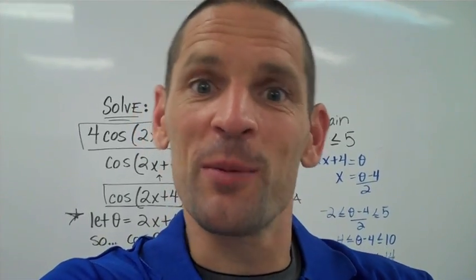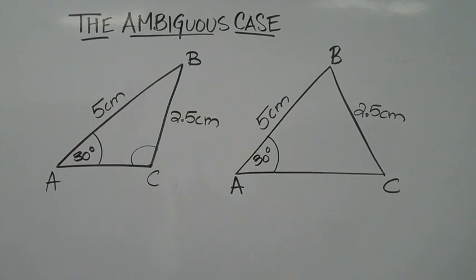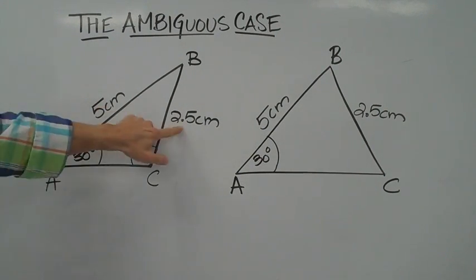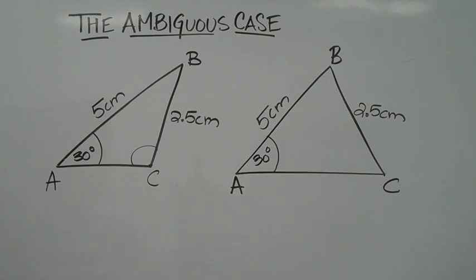In today's lesson, we're going to be talking about the ambiguous case. Let's consider now the ambiguous case. If I have an angle and two sides that do not sandwich the angle, I can draw one triangle here: 30 degrees, 5 centimeters, 2.5 centimeters. Notice that that's an obtuse angle, greater than 90 degrees.